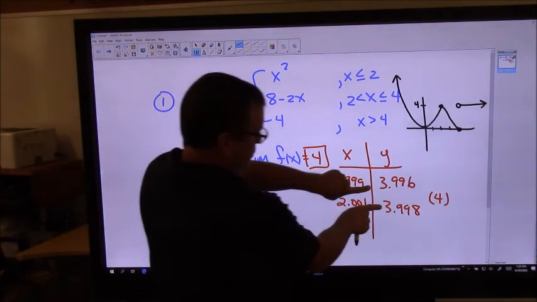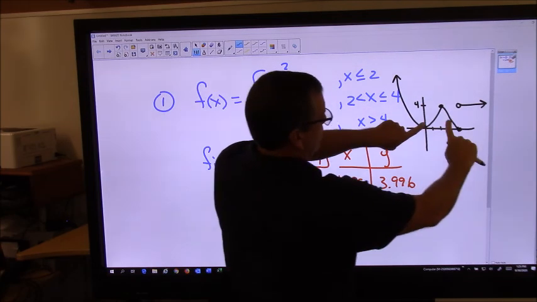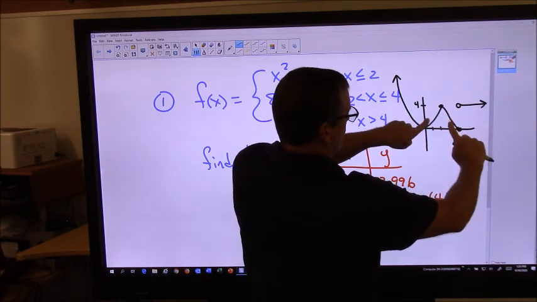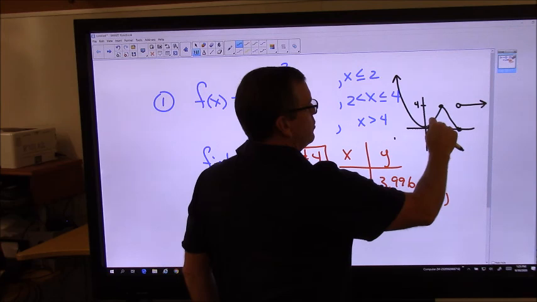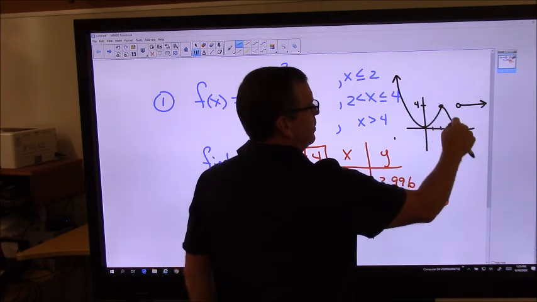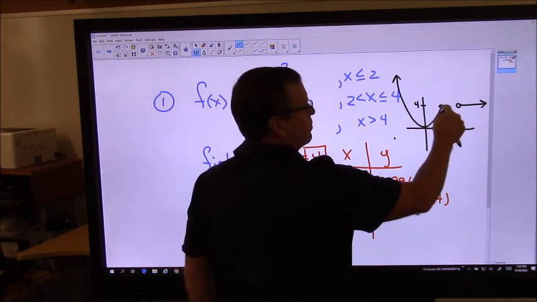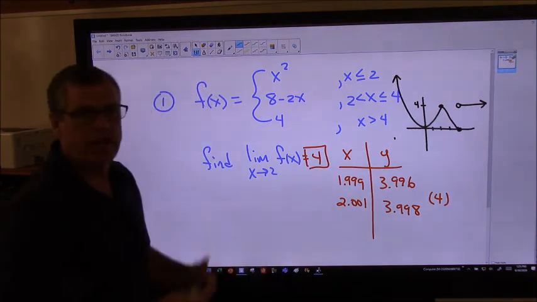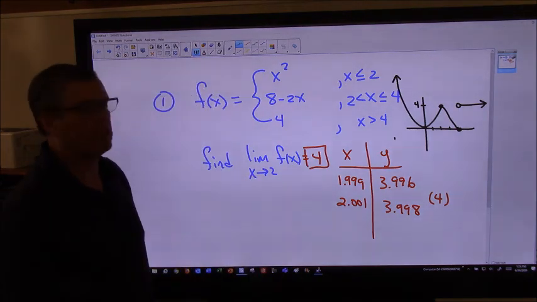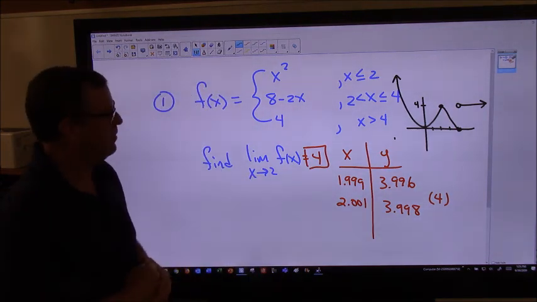So yeah, these numbers are both less than 4 because we're kind of at a point right there. And so we're getting larger, larger, larger, closer to 4. On this side, we're getting larger, larger, larger, close to 4. On both sides of x equals 2, we're getting close to a y value of 4.